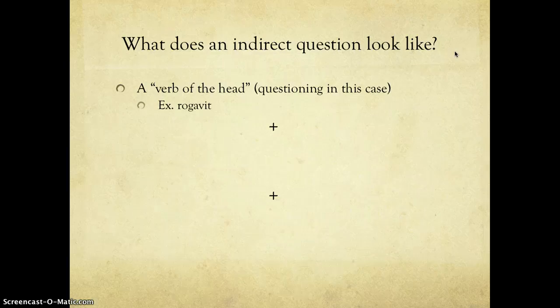The second part of an indirect question is a question word, such as quid in our last example. The third and last part of an indirect question is the subjunctive verb. Facerent, in the last example, rogavit quid facerent, is the subjunctive verb.